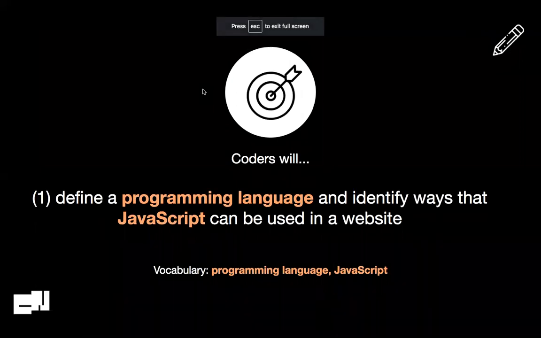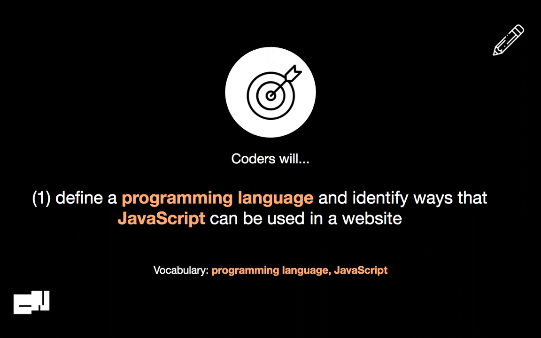So today's objective, very excited, is we have two objectives actually. The first one is coders will define a programming language and identify ways that JavaScript can be used in a website. Key vocabulary: programming language and JavaScript. So we're learning a new language, which is going to help you eventually through this unit make a website like the one that you just saw.